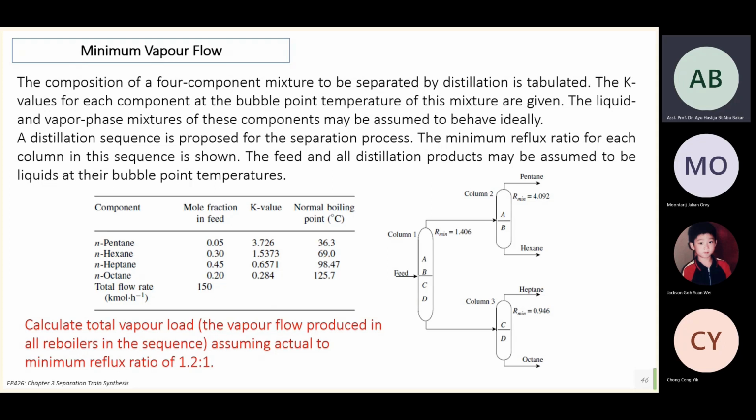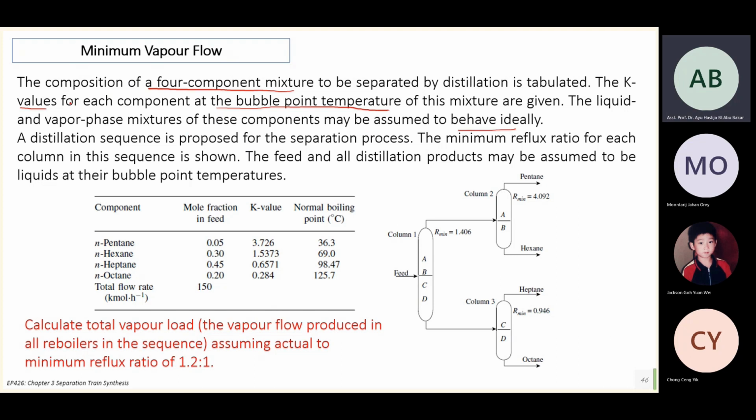So this one is to use when you have many sequences. So you will need to determine which sequence to be used. This example shows you a composition of a 4-component mixture. K values for each component at the bubble point temperature are given. The liquid and vapor phase mixture of these components may be assumed to behave ideally.